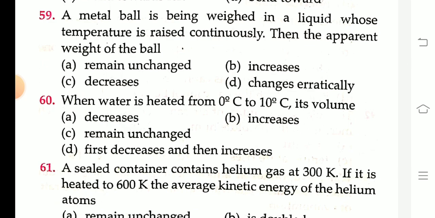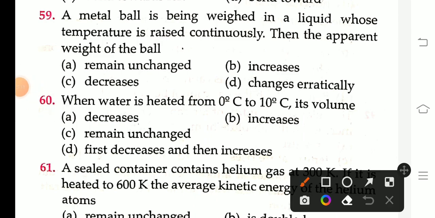Next, a metal ball is being boiled in a liquid whose temperature is raised continuously, then the apparent weight of the ball, right answer will be B, increase. Next, when water is heated from 0 degree Celsius to 10 degree Celsius, its volume, right answer will be option D, first decreases and then increases.